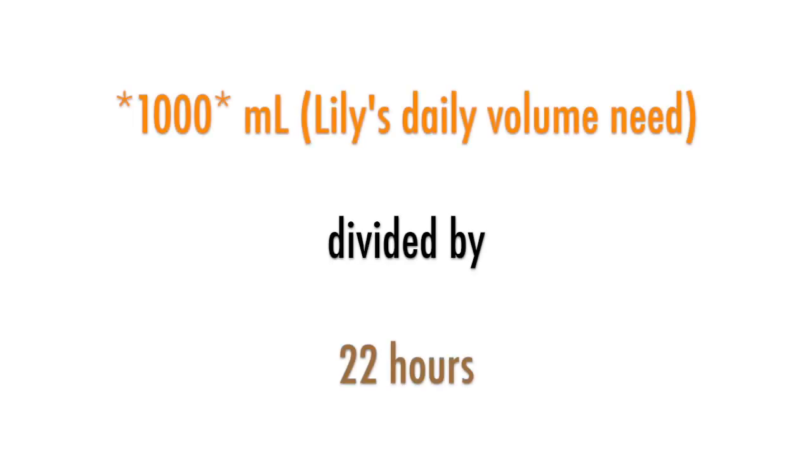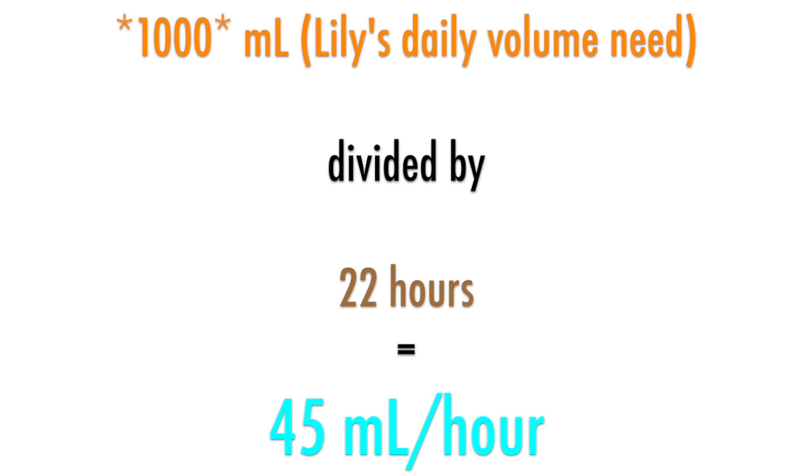The next piece of information you're given from the physician is that he wants this to be a continuous tube feed. So you are going to take that 1,000 milliliters per day and divide it by 22 hours, which is the duration that the physician wants. You're left with 45.45 milliliters per hour. I typically like to round to the nearest whole number, so I'm just going to give Lily 45 milliliters over 22 hours.